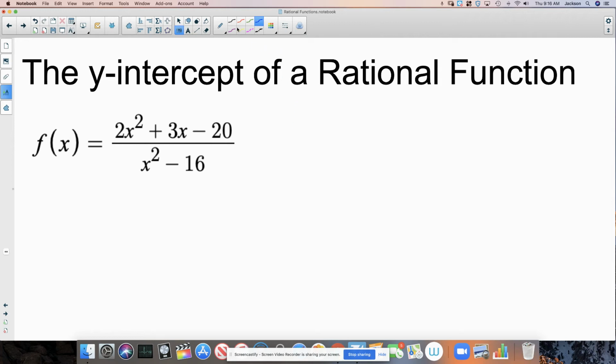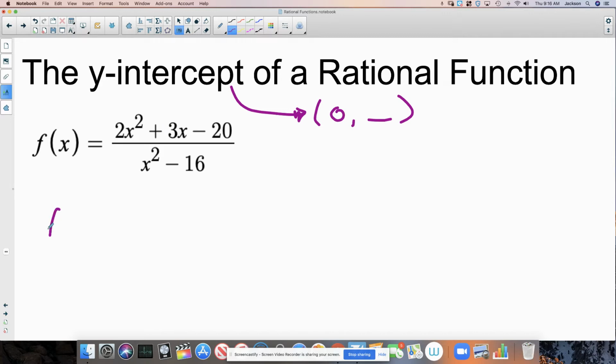Okay, let's do something a little bit easier than that range video, yeah? And that's the y-intercept. Okay, the y-intercept of a rational function, right? Y-intercept has different definitions. One of them is the point where the graph crosses the y-axis, okay? But we like to use the definition that it is the value of y when x equals 0, okay? And when it comes to a rational function, there's an easy way to figure this out, right?